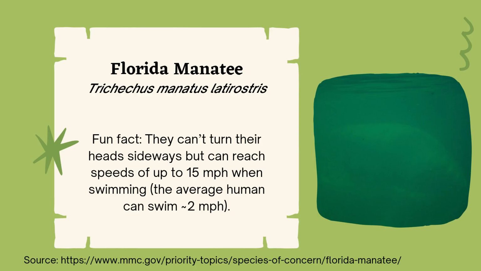And as you can clearly tell from my very well taken photo, here we have the Florida manatee, or Trichechus manatus latirostris. So this is a large gray-colored mammal that has paddle-shaped flippers and a tail, and they're often found in the springs. But they aren't able to actually turn their heads sideways. They can, however, reach speeds of up to 15 miles per hour when they're swimming, and for comparison, the average human can swim about 2 miles per hour. That's a little horrifying.